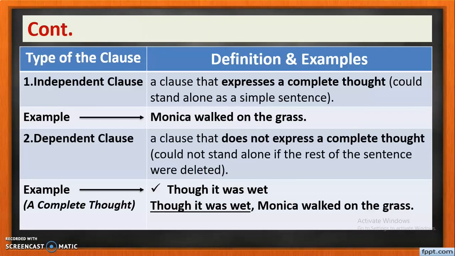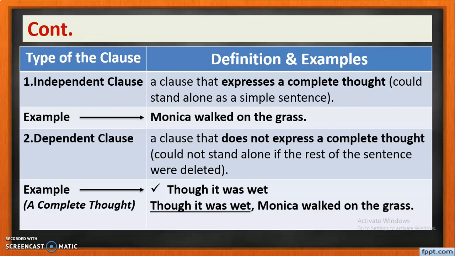Let's see them one by one. First, independent and dependent clauses. When a clause expresses a complete thought and can stand alone as a simple sentence, we call that an independent clause. Look at the example. Monica walked on the grass. When you come to the dependent clause, it's a clause that does not express a complete thought. So it could not stand alone even if the rest of the sentence were deleted.